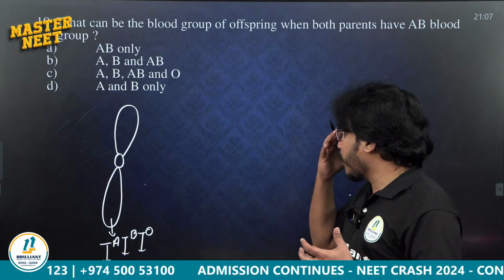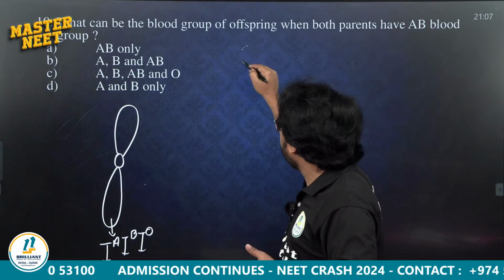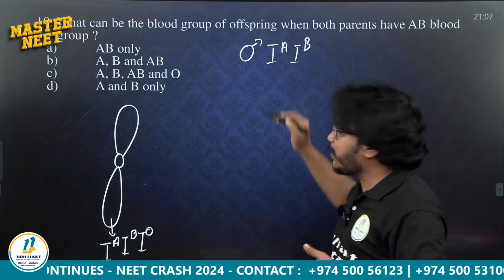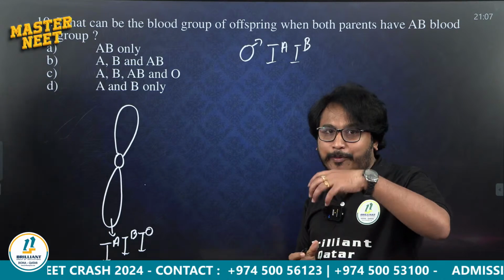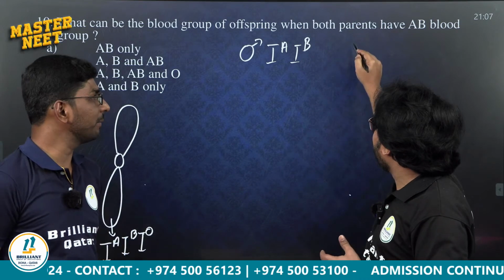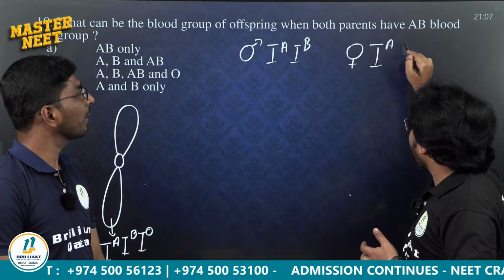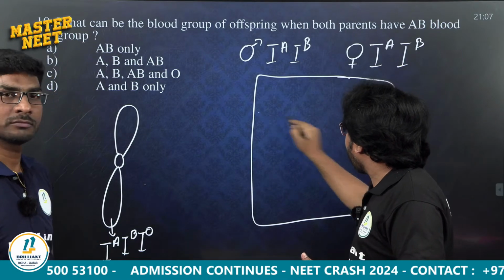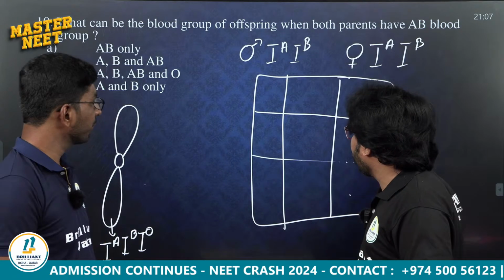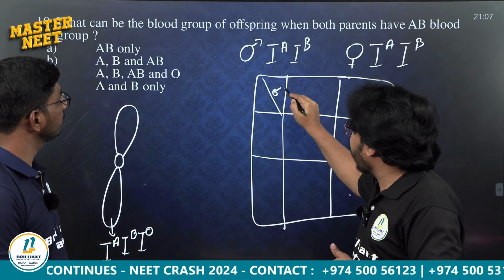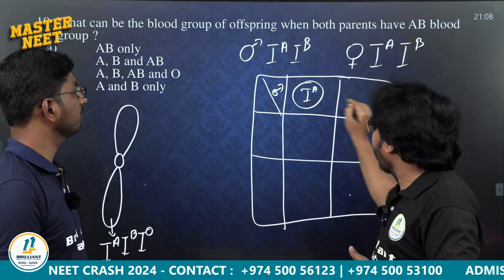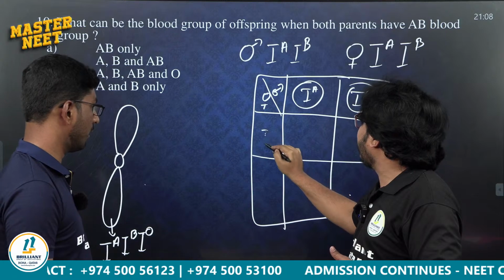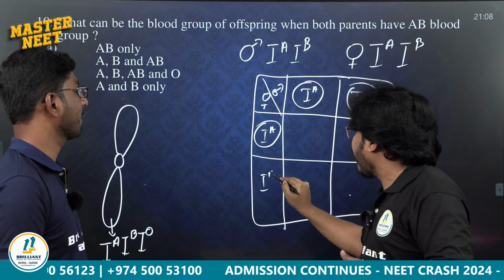You already know the genotypes. So for AB blood group, if I take the father having IA, IB, this is an example of codominance, where both the genes are expressing. And the female also is IA and IB. So you just have to put it in the Punnett square. That will be simple. This will give you the right percentage. So male gametes can be either IA or IB, and the female gametes also can be either IA or IB. Like that you will be getting.